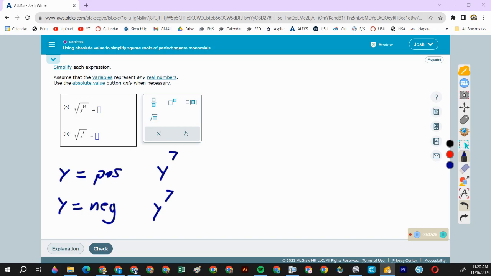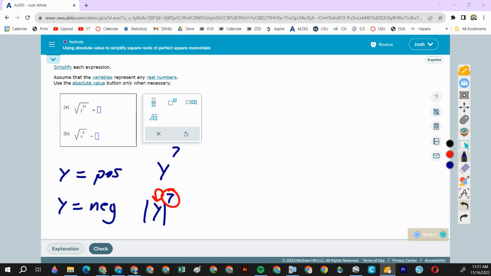Okay? But what if I had the square root of x? Oh, no, that's okay. We can do it this way. So what does y equal? Well, it's the absolute value of y to the 7th. Right? Because if y is a positive number, then y to the 7th is fine. But what about if y is a negative number? Then I need to put absolute values around this, because that 7 does not remove the negative.